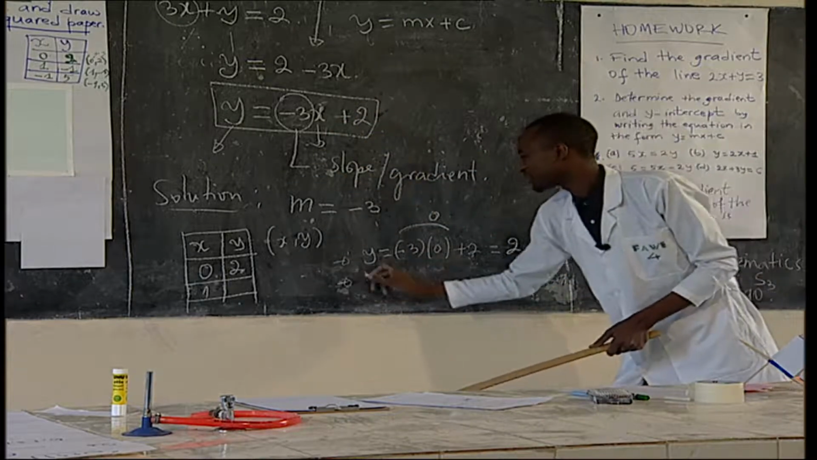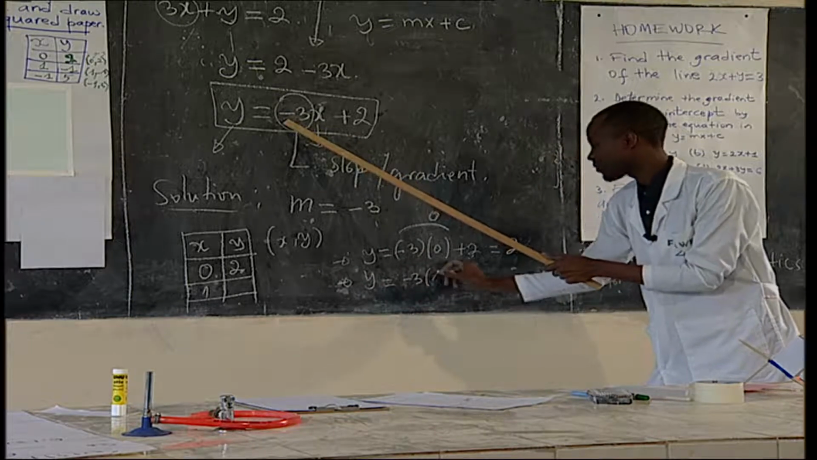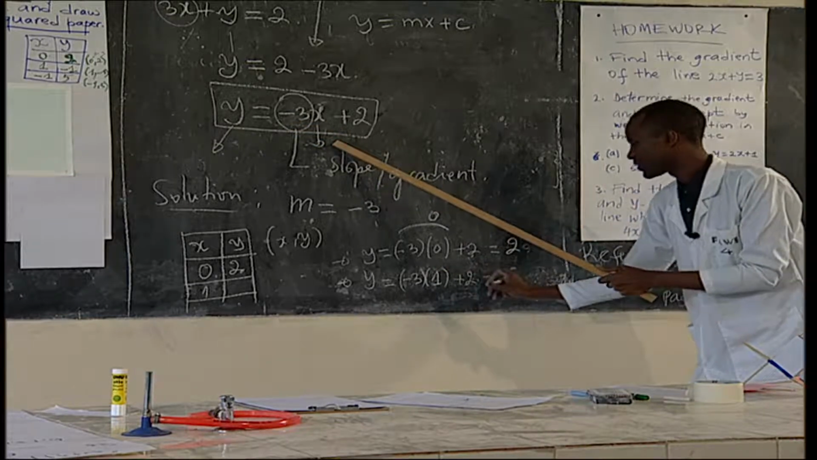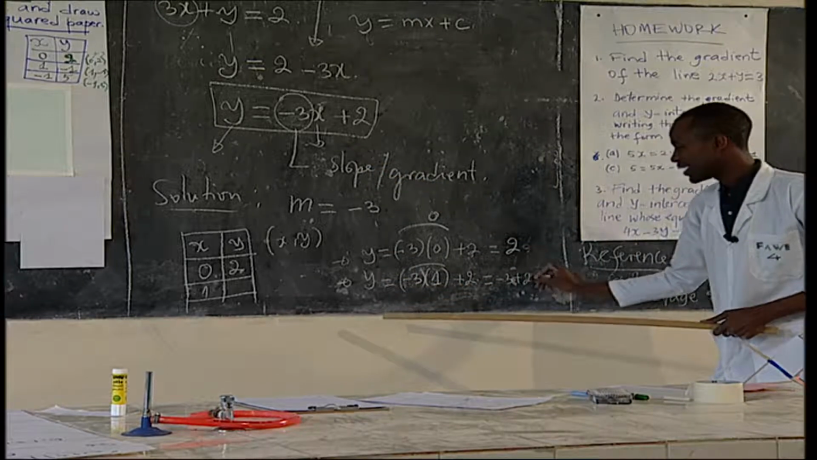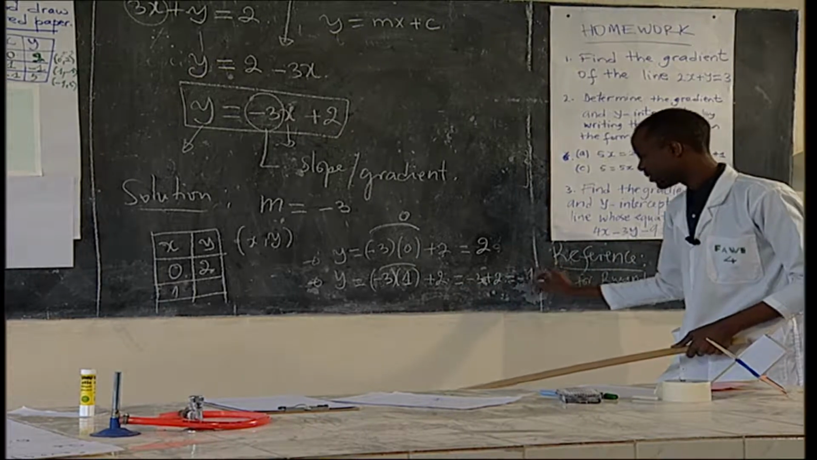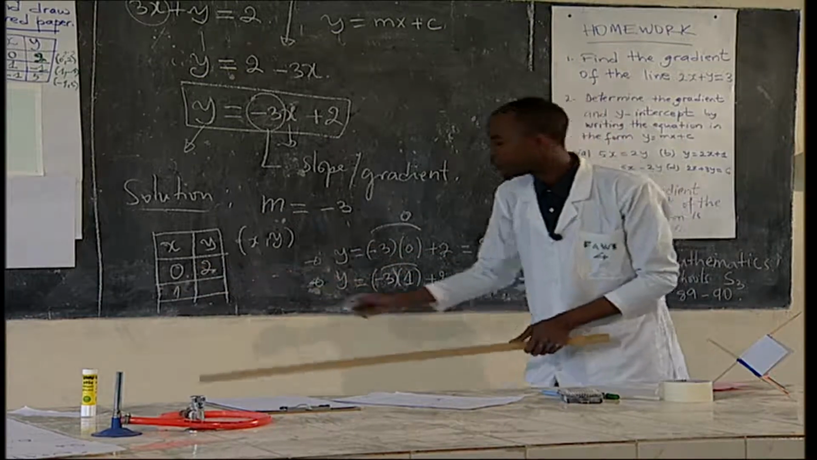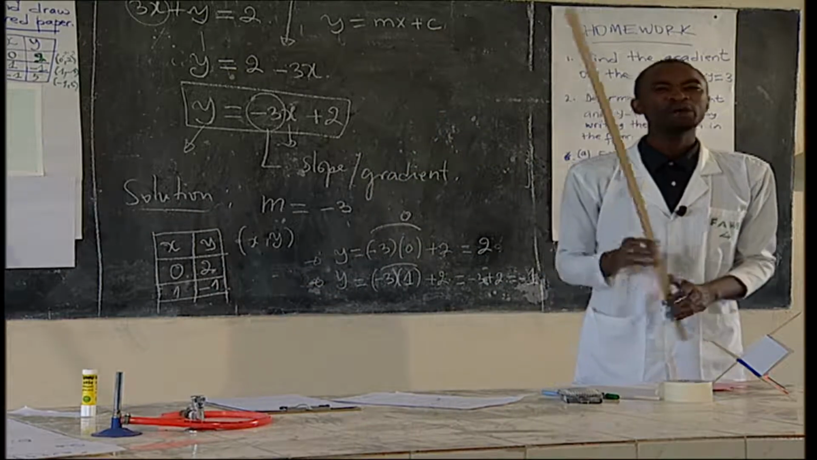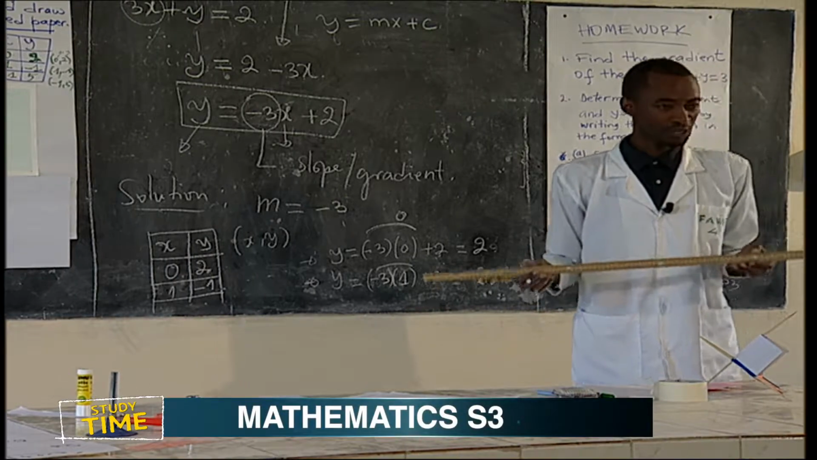What do I get? I have y equal to negative 3 times 1. Of course, I have to multiply them, and then plus 2. I get negative 3 plus 2, and if I finish calculating, I get negative 1. So if x is equal to 1, y will be equal to negative 1. Remember, I told you 2 points are enough for me to draw a line, but it's okay if I work on 3 points as I told you.